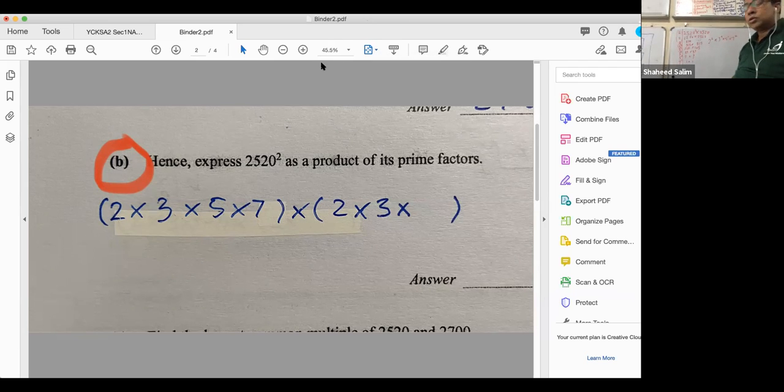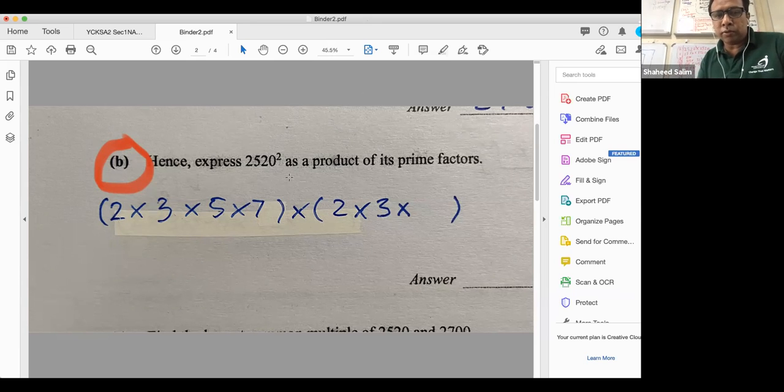You get it? So I'm not too sure whether it was a mistake, but since the question has given you that, you just put a times 2520, because square means times the number by itself, right? Are you confused?